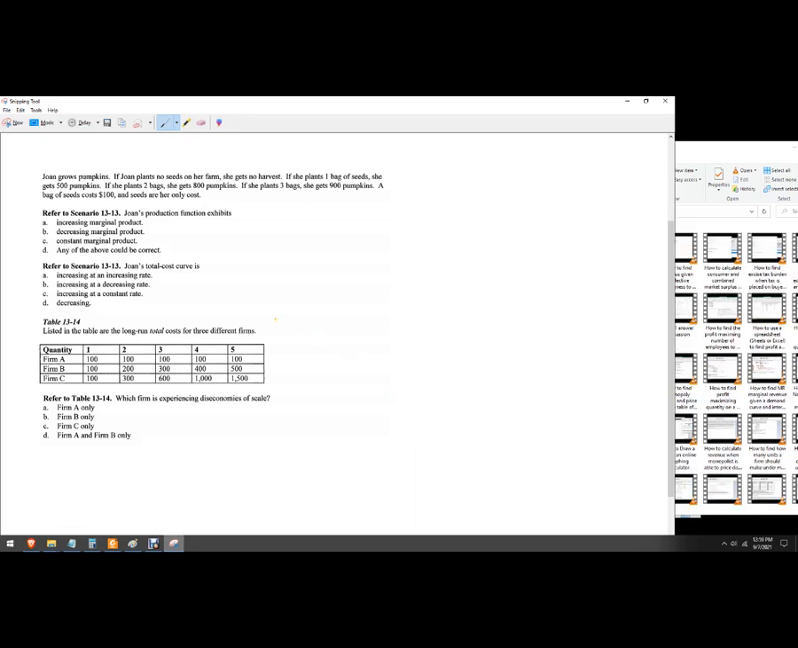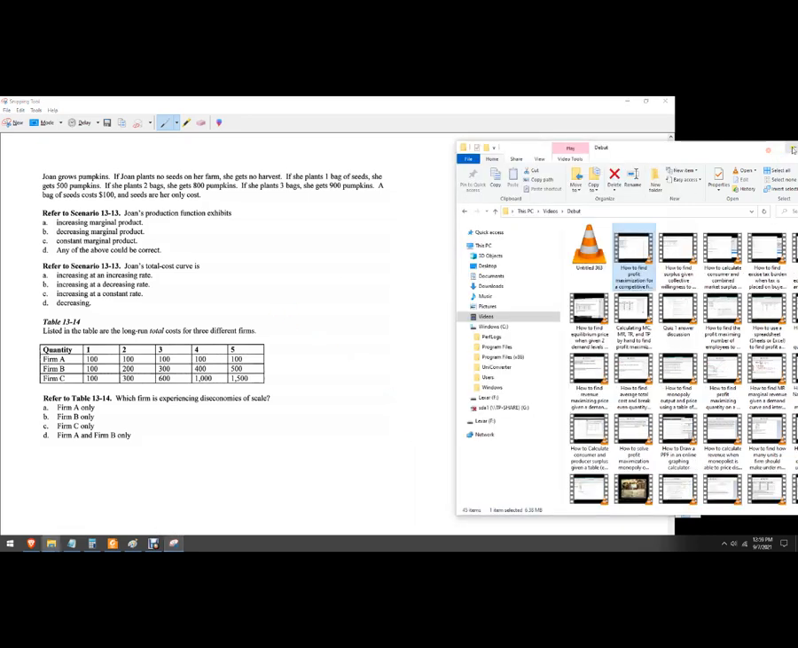Hello, we've got a couple of problems having to do with average costs and growing pumpkins and the marginal product of somebody's labor, or really, I guess their capital, their whole production function. So Joan grows pumpkins. Joan plants no seeds on her farm, she gets no harvest. If she plants one bag, okay.